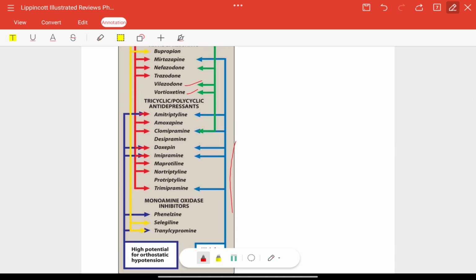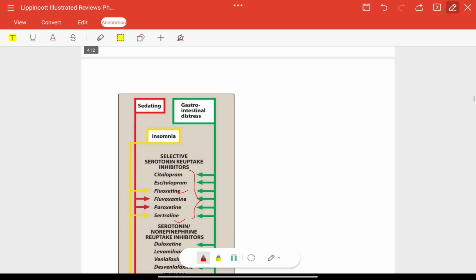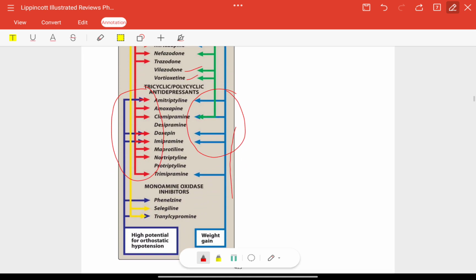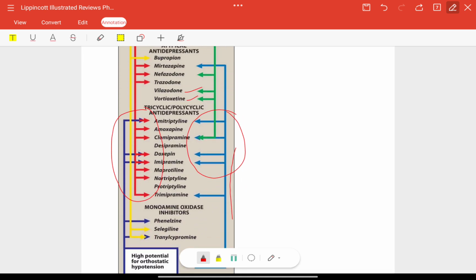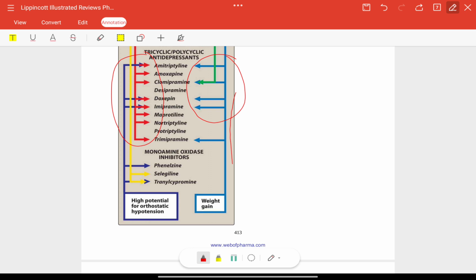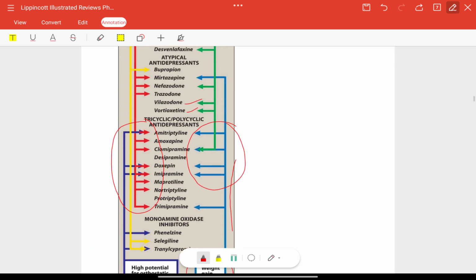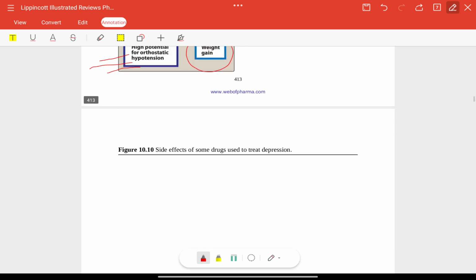Now TCAs, you see there are many. Amitriptyline, amoxapine, mostly all of them are sedating, and none of them causes insomnia because all of them are sedating, and many of them cause GI distress. Now monoamine oxidase inhibitors: phenelzine will cause orthostatic hypotension. Selegiline, insomnia. Tranylcypromine, insomnia, and it will also cause orthostatic hypotension. None of them will cause weight gain. Weight gain is mostly related to TCAs. These are the side effects.